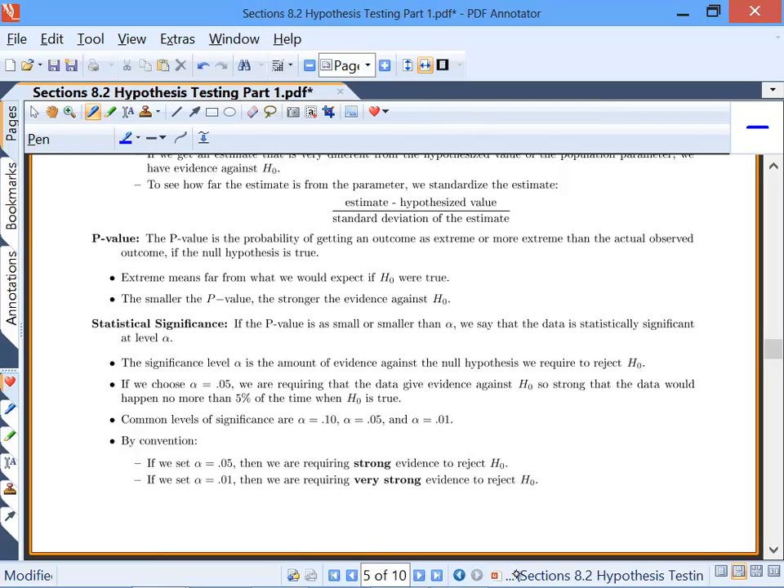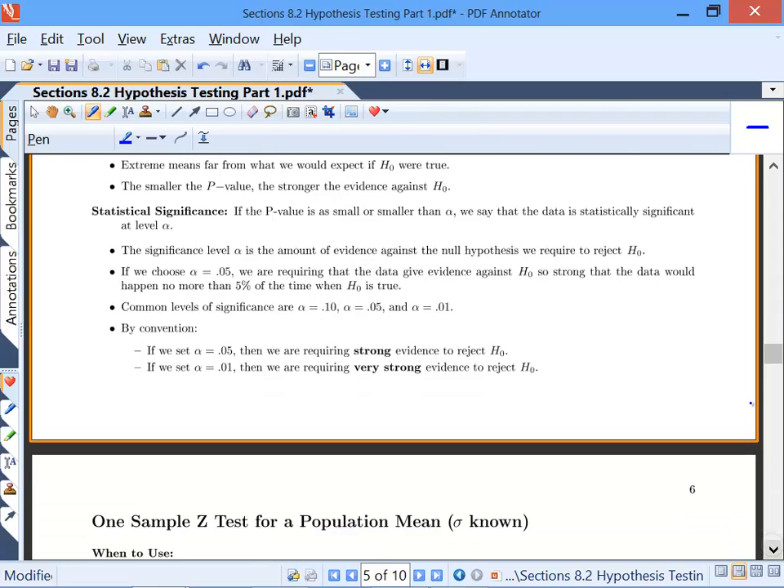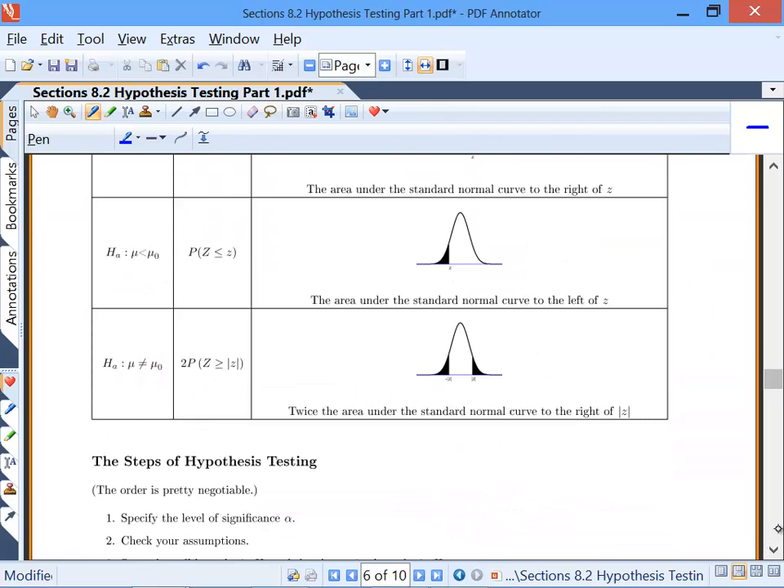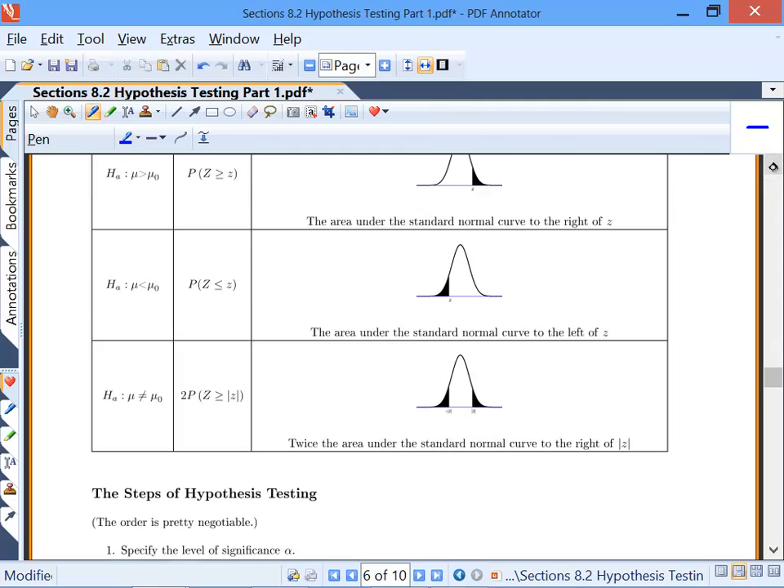By convention, and this just means the people that named it got to make up the words for it, if alpha is 0.05, then we're requiring strong evidence to reject the null hypothesis. And if alpha is 0.01, then we are requiring very strong evidence to reject the null hypothesis. Now keep in mind, you set in advance how much evidence you will require. When you find your p-value, that tells you how much evidence you actually found, because you could find more evidence than you require or less evidence than you require. Okay.